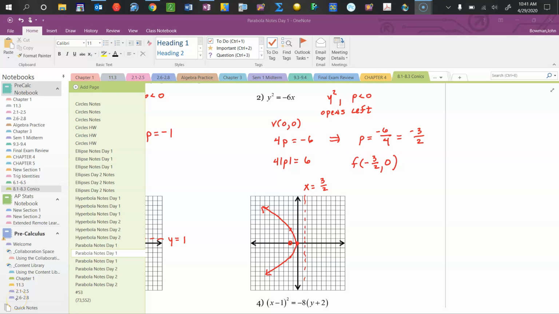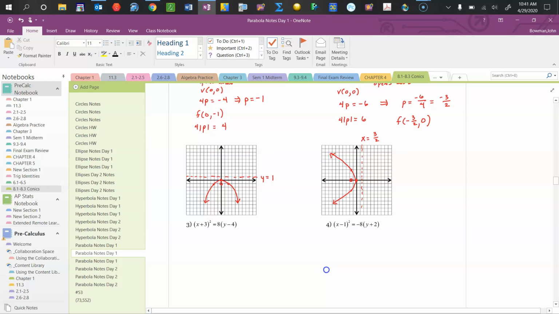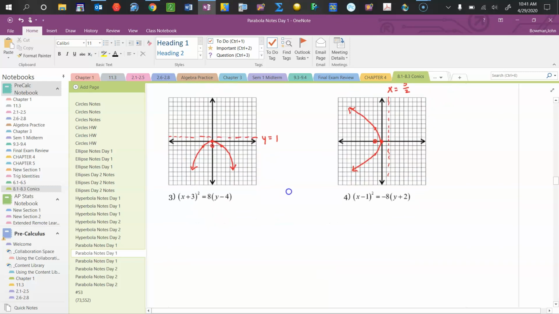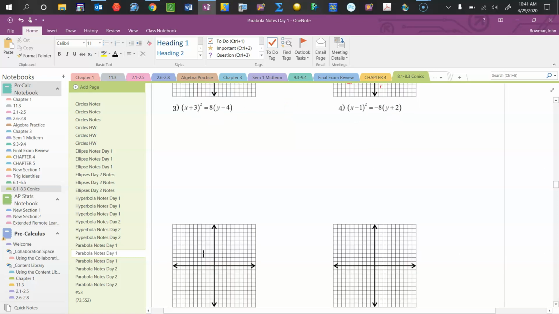Welcome back, everyone. We're going to continue our discussion of graphing parabolas by taking a look at situations where the vertex is not located at the origin. So the same notes we were working on before, continuing on with problem number 3.